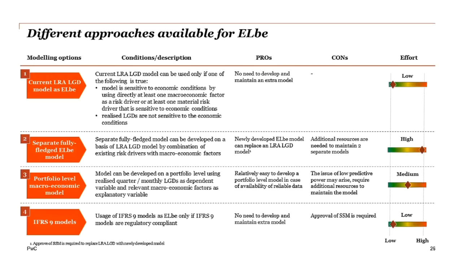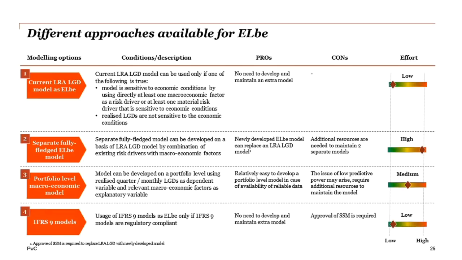The second option is a separate fully fledged ELBE model. This model can be developed on a basis of LRA LGD model by combination of existing risk drivers with macroeconomic factors, including macroeconomic submodule, for example, or even completely new set of risk drivers. In future, of course, this ELBE model can replace long-run average model in case the model would be sound and reliable. And banks that would like to follow this approach should keep in mind that additional resources would be required to develop and maintain the model, and as well an approval of a regulator.